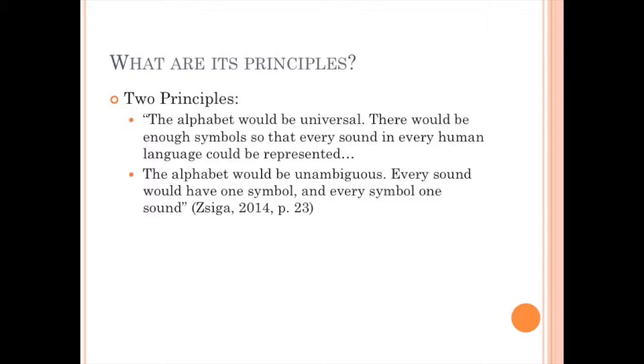There are two main principles that shape the decision-making process of this group of phoneticians. 1. The alphabet would be universal. There would be enough symbols so that every sound in every human language could be represented. 2. The alphabet would be unambiguous. Every sound would have one symbol and every symbol one sound. Their work was also shaped by a number of assumptions.